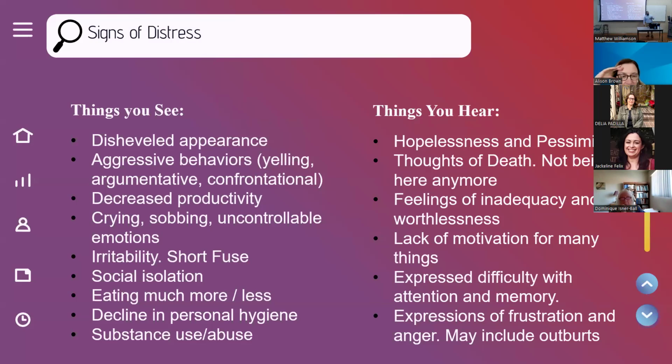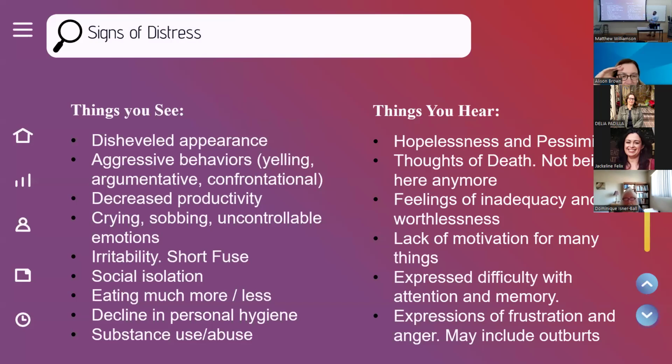I'm never going to make it out of community college, right? A lot of our students are struggling with things like that. Feelings of inadequacy and worthlessness are very similar. Expressing difficulty with attention and memory is also a big one. It's something a lot of people don't necessarily pick up on, but if someone's cognitively not taking care of themselves, that's one of the things that comes up.